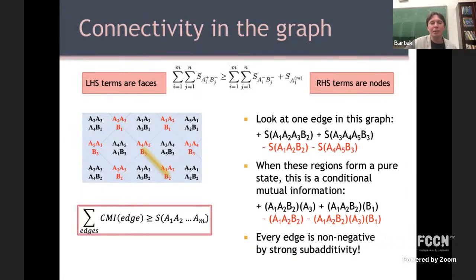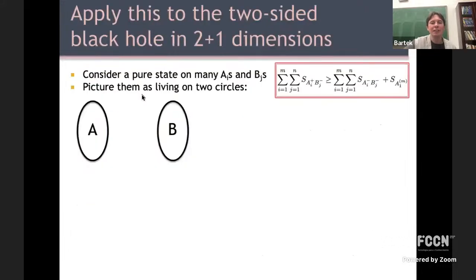Okay, so I'm building up towards the differential entropy connection, which is the main subject of this talk. We're kind of ready to do it. So what I'm going to do now is take this expression over here and study it in a context where I have a pure state living on many AIs and many BJs, but I want to place these things on two circles, making contact with the previous discussion of differential entropy.